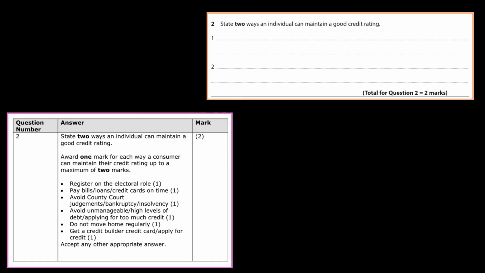Avoid unmanageable high levels of debt and applying for too much credit. So the more credit you apply for, that can have an impact on your credit rating as well. It's a bit of a game that you need to play when you're managing your own personal credit. Do not move home regularly, and get a credit card builder credit card.